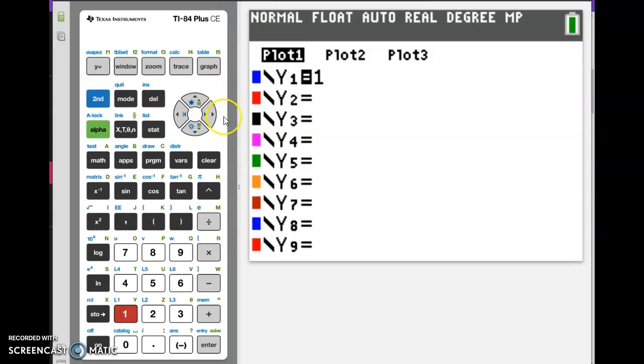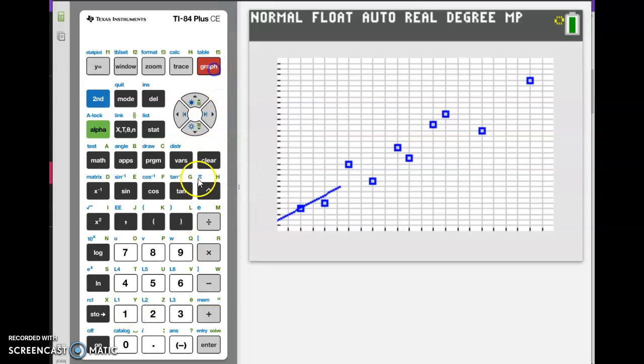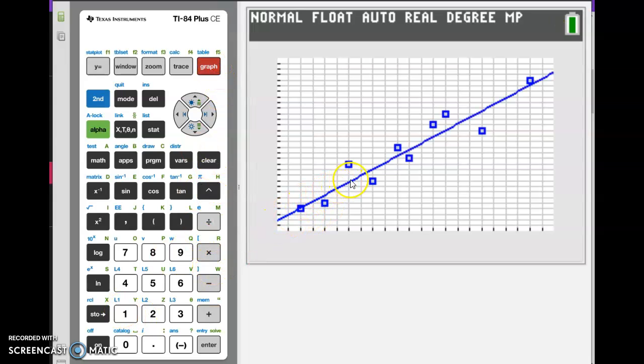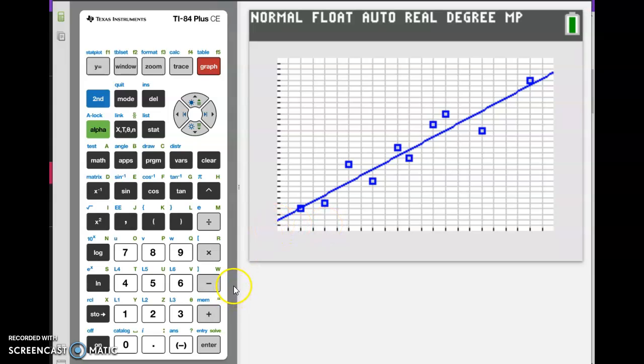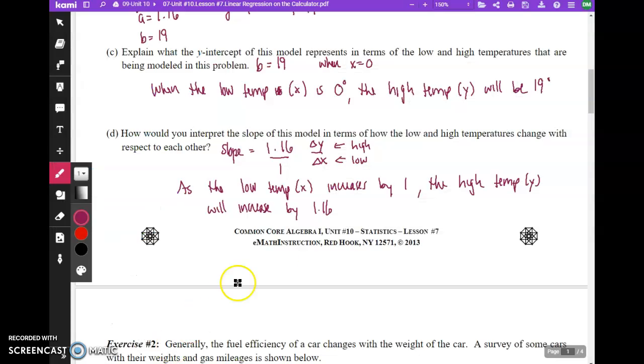you can see the line of best fit will go right up through this data like so. And you can see as the x's are increasing, the y's are increasing as you go up, and it's going to go up by 1.16 every time we increase by 1. All right, and your y-intercept right here is going to be 19. So you can see how that goes. All right, so that is the line of best fit.